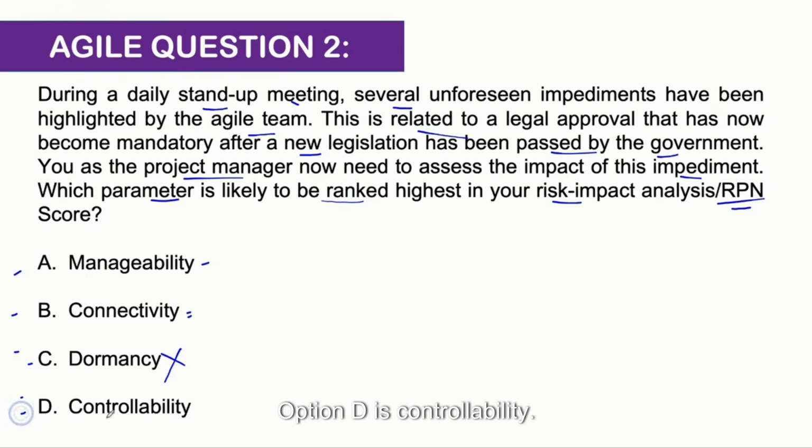Option D is controllability. Okay, so this means how easy it is to control the risk, whether it is within your organization and you can control it very quickly and very easily, or it is outside your organization as well. Now obviously it's outside your organization because this new legislation has been passed, but what is internal to your organization is the risk response, on how effectively you are able to respond to this risk. So you can hold controllability as one of the options as well.